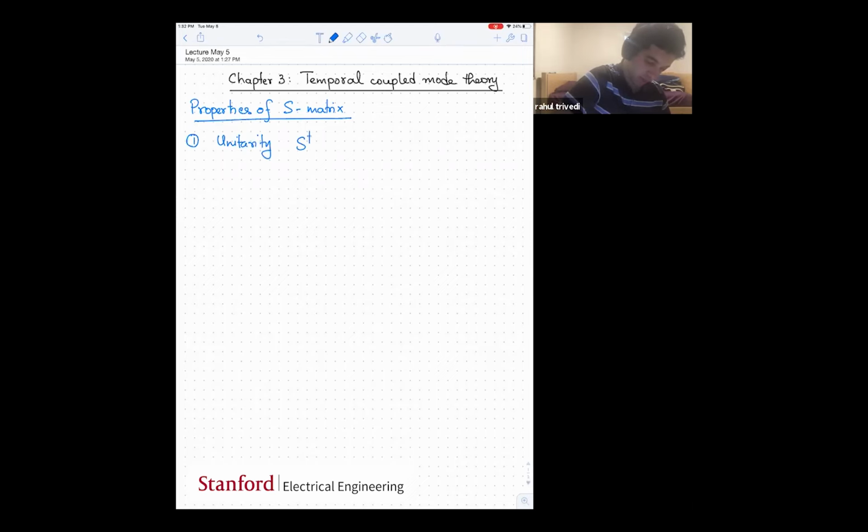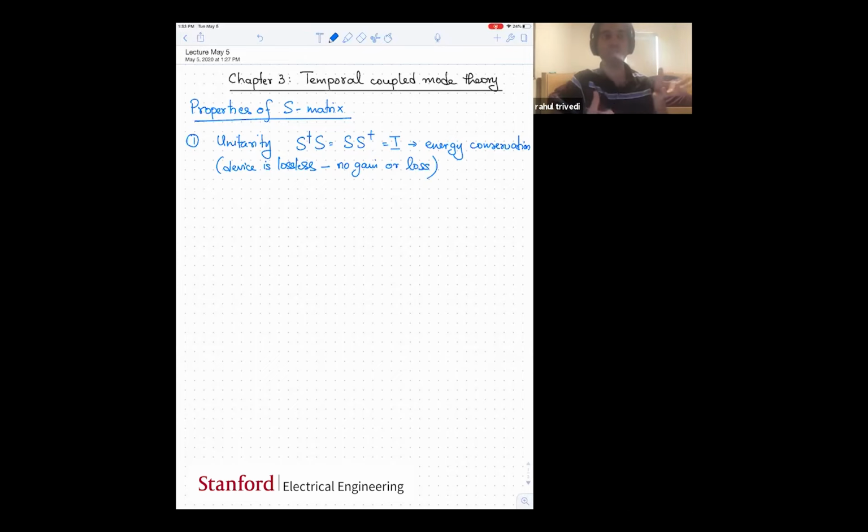We studied the first property as a property of unitarity. That was S dagger S is equal to identity. So this was a consequence of energy conservation, right? And obviously this would hold if the device is lossless, so it has no gain or loss. In that case, the scattering matrix of the device would be a unitary matrix. So this was the first property that we looked at.